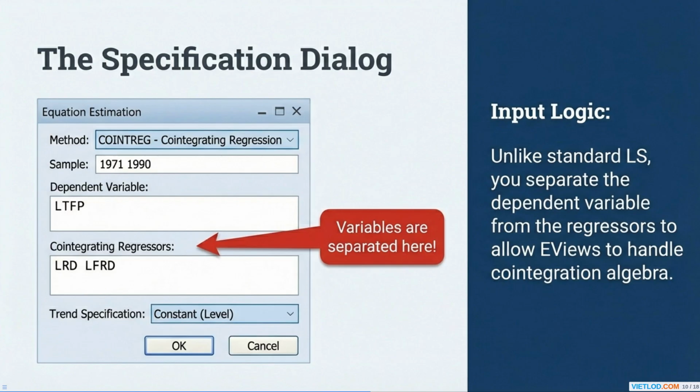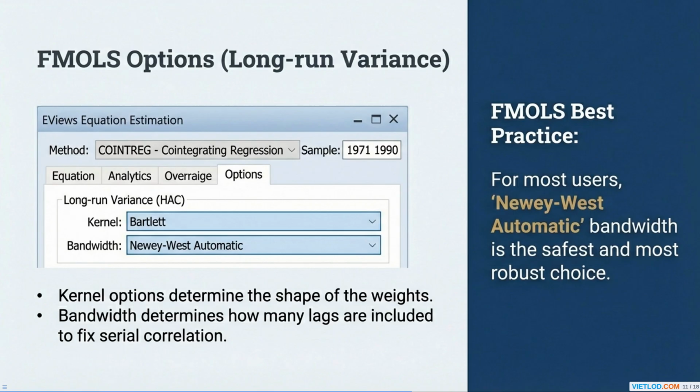Unlike standard OLS estimation, where all variables are listed together, the COINREG dialog requires you to separate them. You must input your dependent variable, in this case LTFP, into the Dependent Variable field. All independent variables, like LRD and LFRD, should then be entered into the Cointegrating Regressors field. This distinct separation is crucial, as it instructs EViews on how to apply the specific algebraic transformations necessary for panel cointegration estimators, like FMOLS and DOLS.